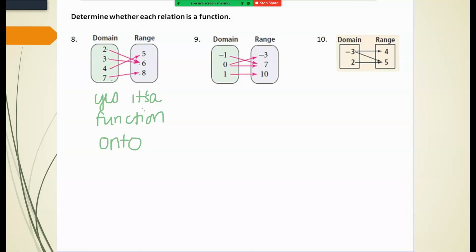Correct. It passes the vertical, it doesn't pass the horizontal. So like if you were to plot those points, let's just say, here, let's erase this one.